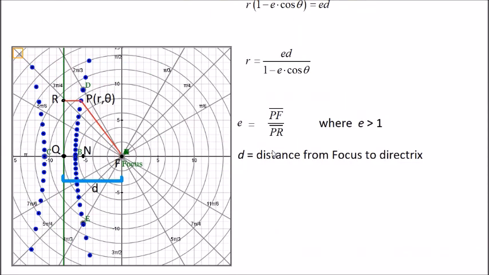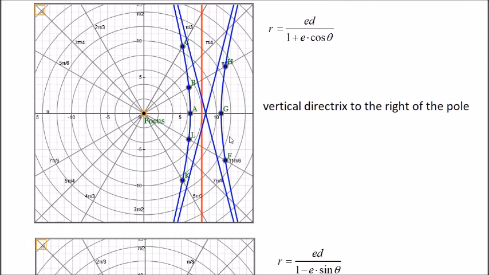And in summary of this video, one more time, for the hyperbola, the eccentricity must be greater than 1. If we have a vertical directrix to the left of the pole, then the corresponding equation will be r equals ed divided by 1 minus e times cosine of theta. If we have a vertical directrix to the right of the pole, then the corresponding polar equation for the hyperbola will be r equals ed divided by 1 plus e cosine of theta.